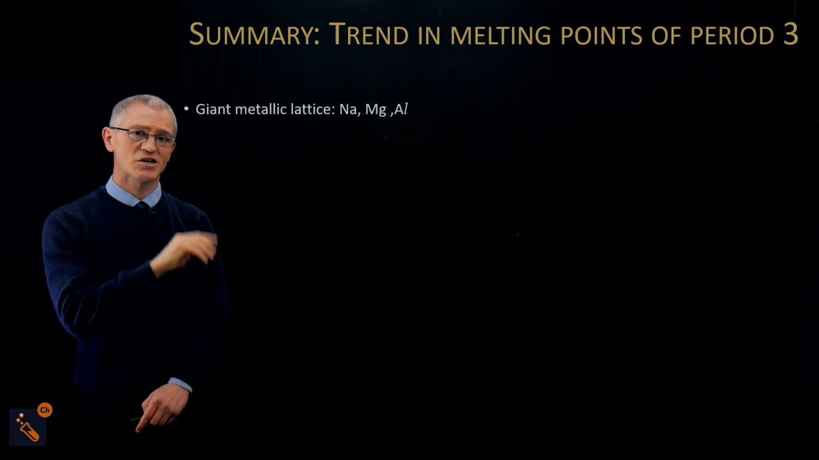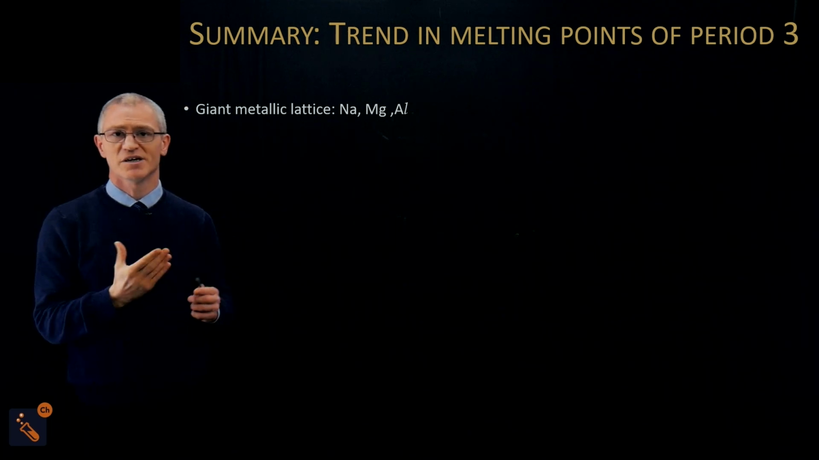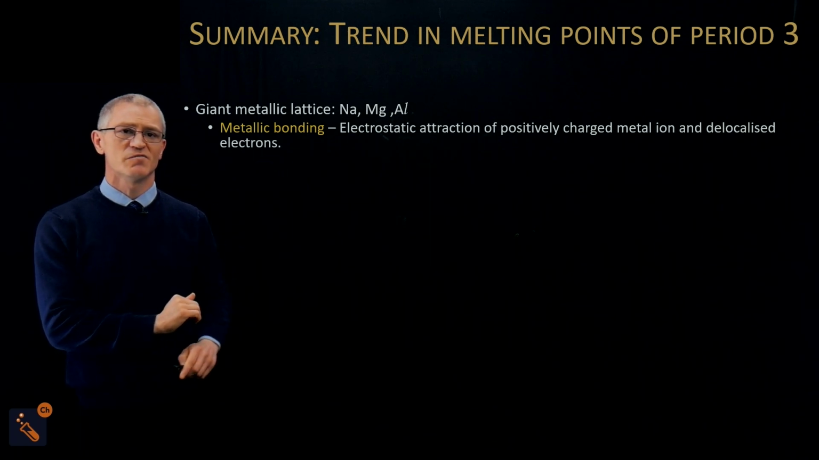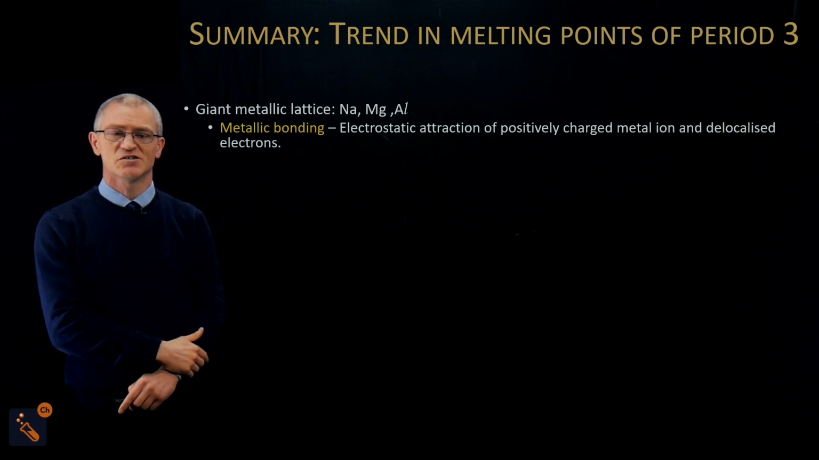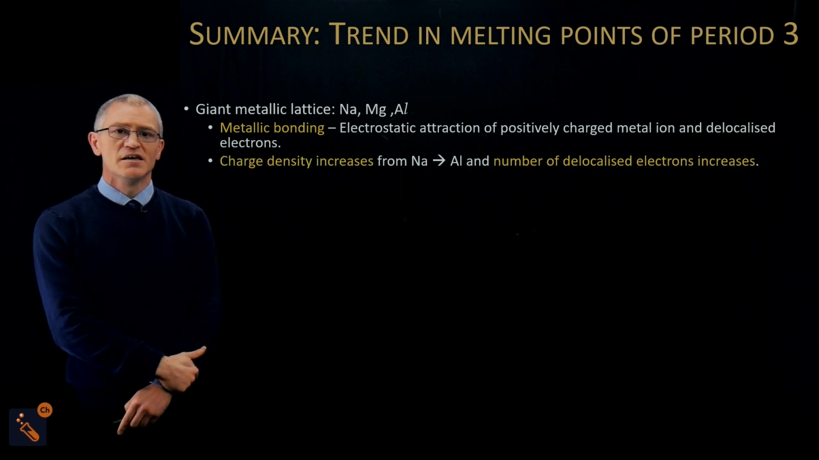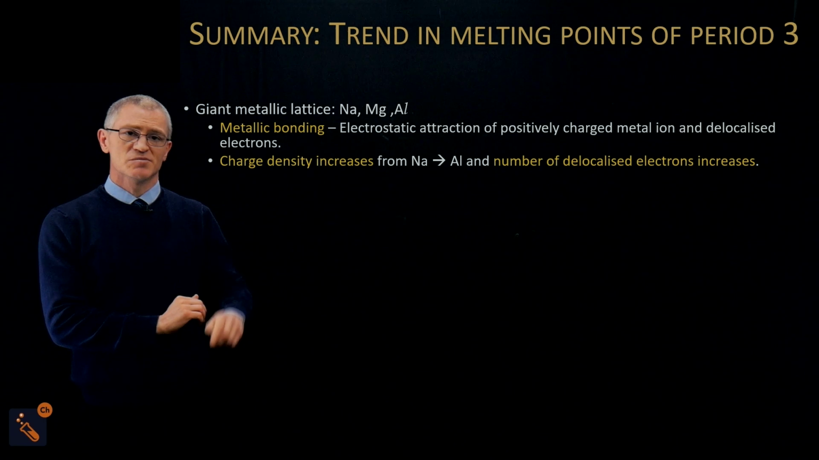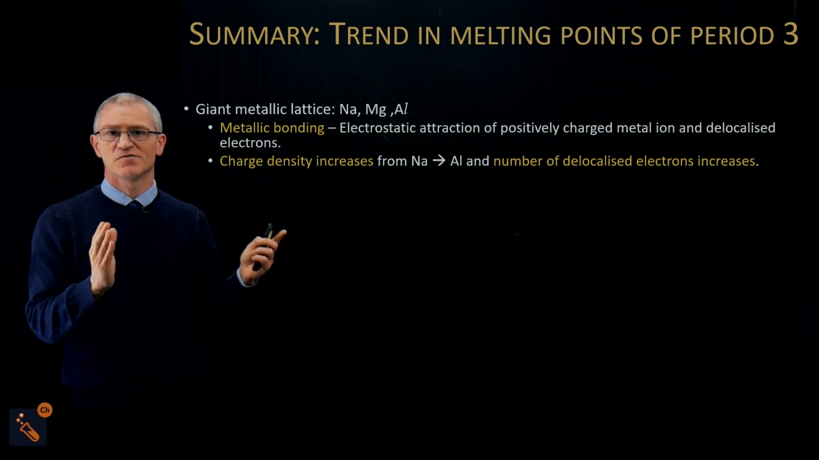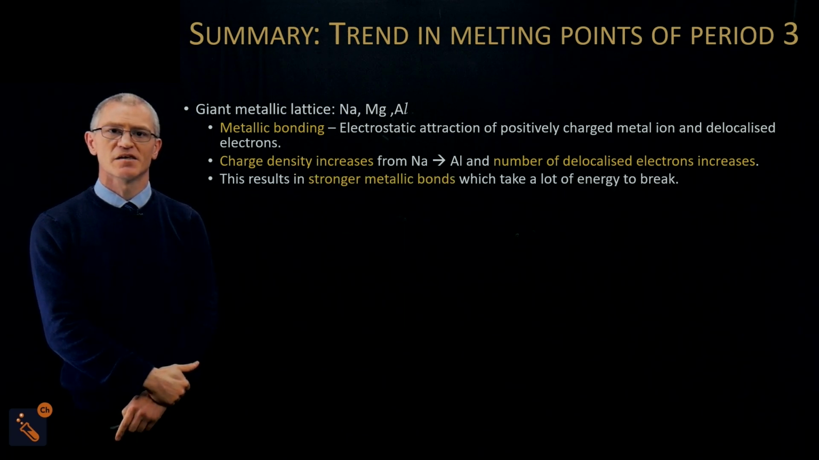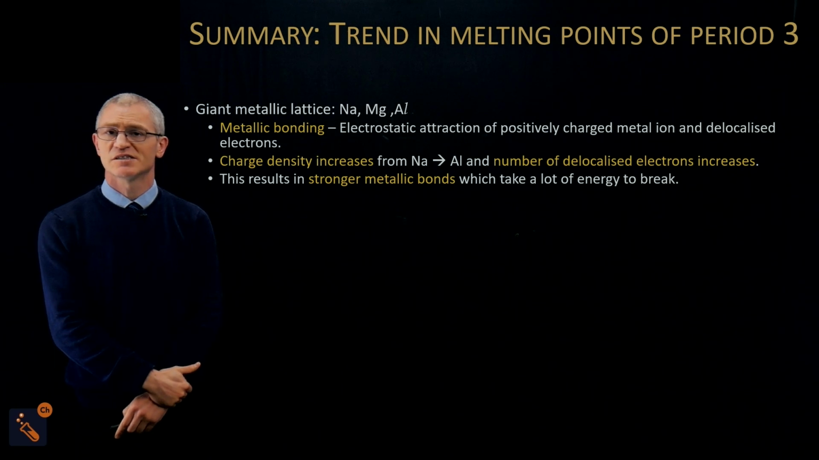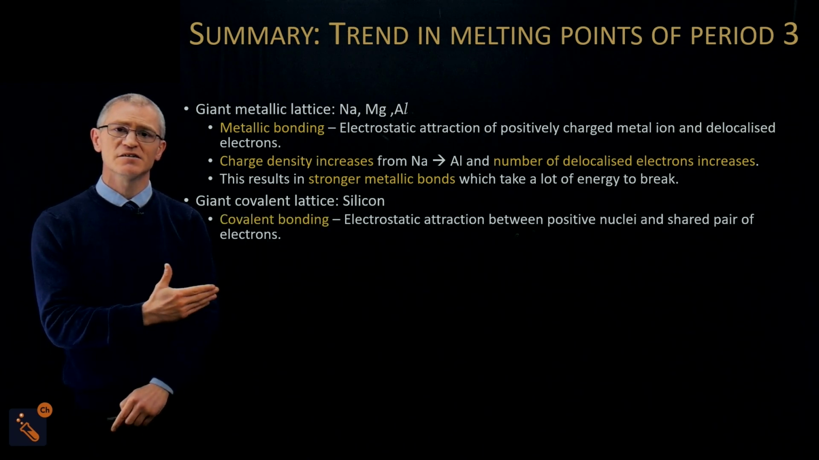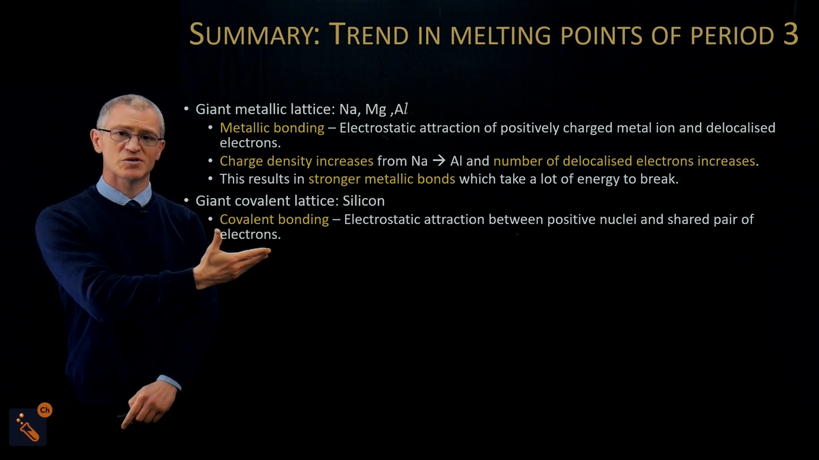So if we go across, we know we had a giant metallic lattice, sodium, magnesium, aluminium. We knew it was metallic bonding. So there's electrostatic attraction between positively charged metal ions and delocalized electrons. Okay. We know that the charge density increases from sodium to aluminium. That ion gets smaller. The number of delocalized electrons increases. Okay. Therefore, the attraction between the two goes up. And this results in stronger metallic bonds, which take a lot of energy to break. The giant covalent lattice is silicon. Now, silicon is covalent bonding, so I've given the covalent bonding definition here.